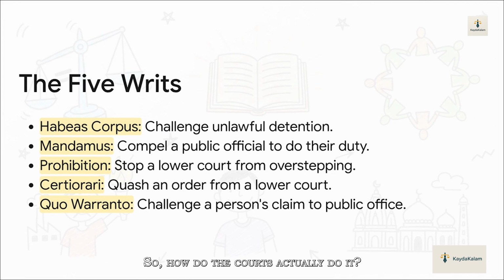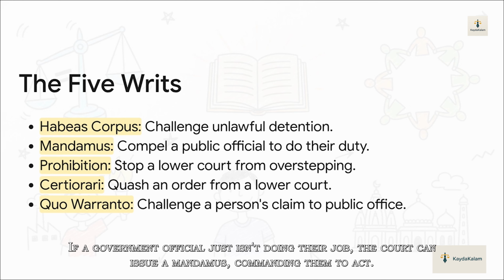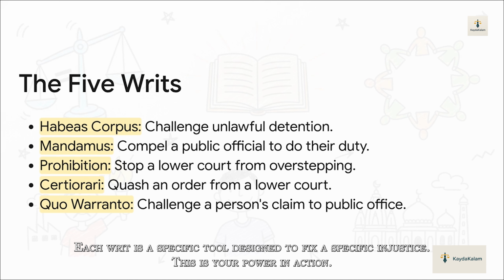So how do the courts actually do it? How do they enforce your rights? They use 5 incredibly powerful legal commands called writs. Think of them as your legal weapons. For instance, if someone is locked up illegally, the court issues a writ of habeas corpus, which literally means produce the body. If a government official just isn't doing their job, the court can issue a mandamus, commanding them to act. Each writ is a specific tool designed to fix a specific injustice. This is your power in action.